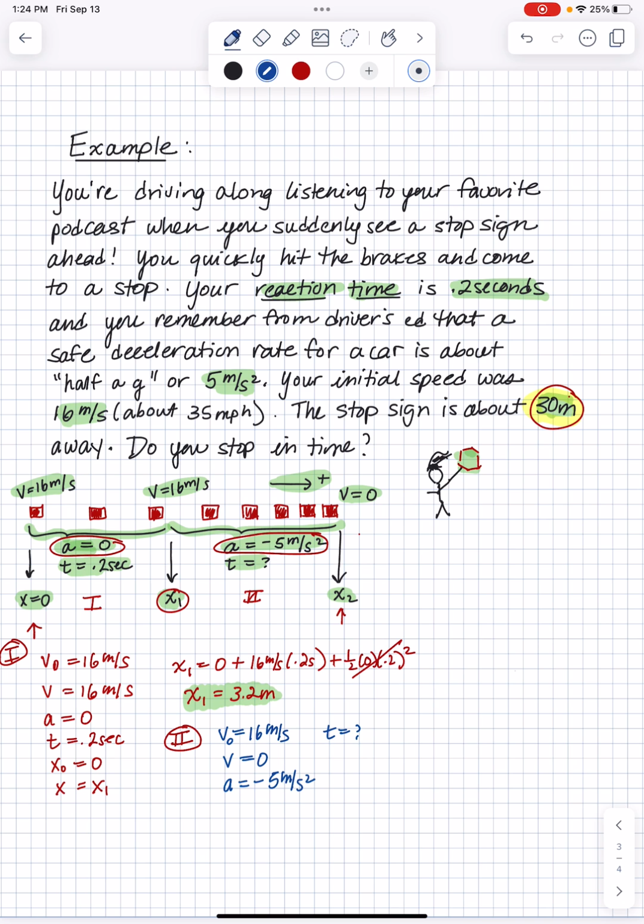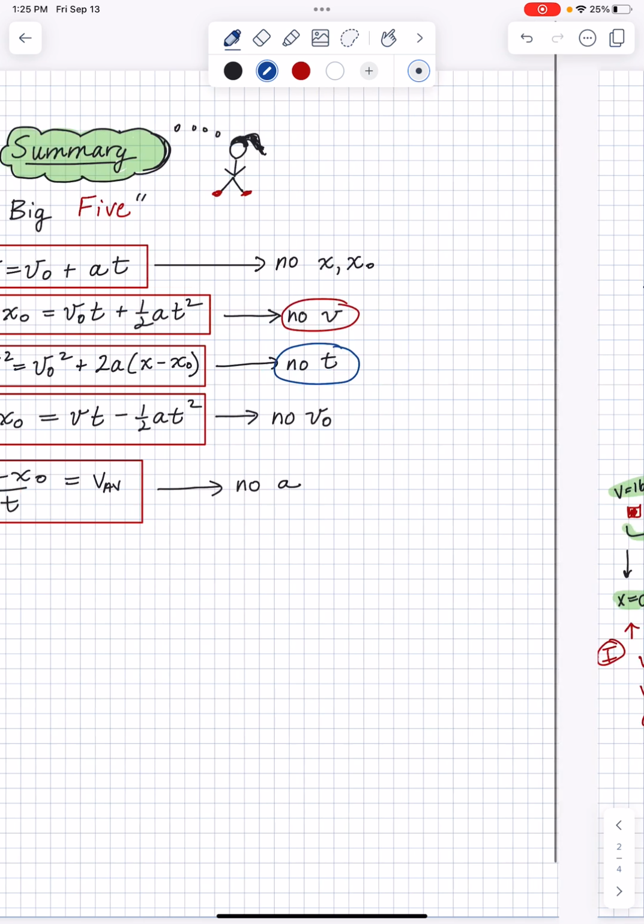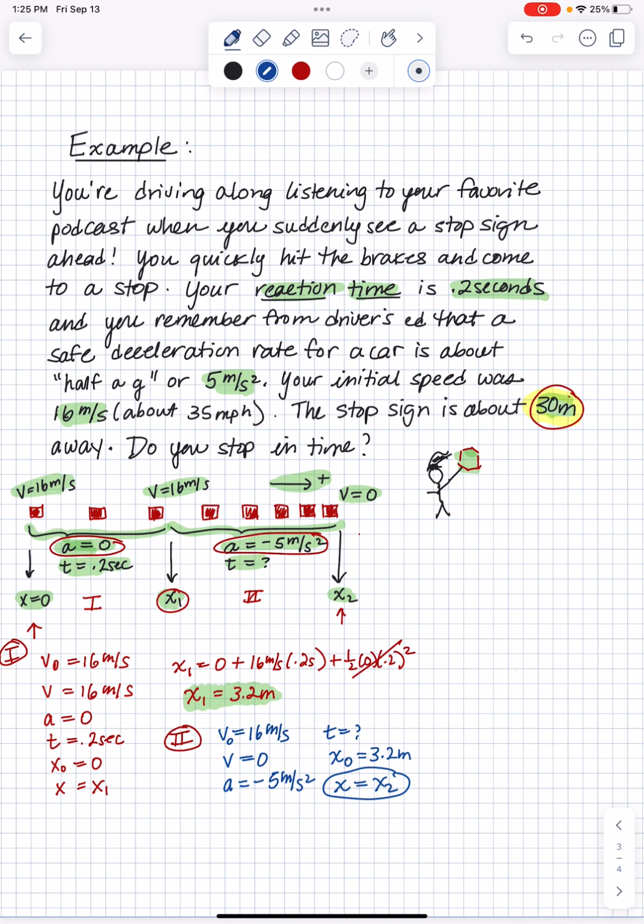I know v final, v initial. I know my x initial is 3.2 meters, and I don't know my x final. It's x2, and that's what I want to get. I have all this information, but I don't have time. And so that's where this third equation really comes in handy, because it just doesn't have time involved, and I don't want to have to stop, figure out time, and then plug it in. I could do that. It would just add a few extra steps that I don't want to waste my time doing. So let's use that equation.